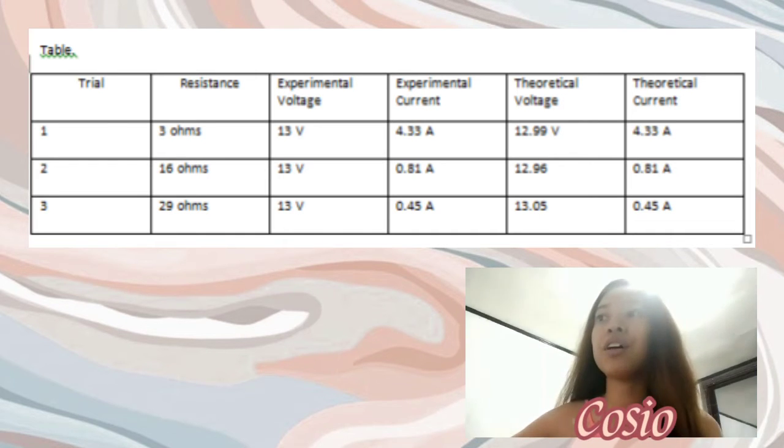And for our third trial, we have the resistance set to 29 ohms and experimental voltage set to 13 volts. That yielded the experimental current of 0.45 ampere. For the theoretical voltage, we then multiplied the 0.45 amperes by 29 ohms, that resulted to 13.05 volts. The theoretical current is equal to 13 volts divided by 29 ohms, which resulted to 0.45 amperes, which is just the same as the value of the experimental current.